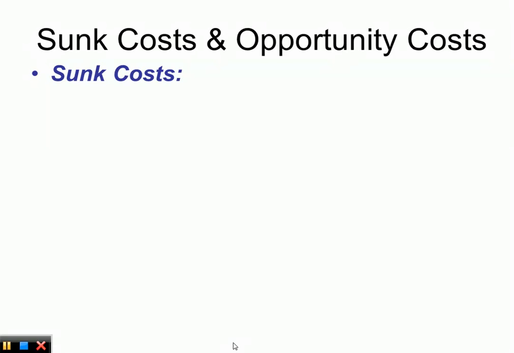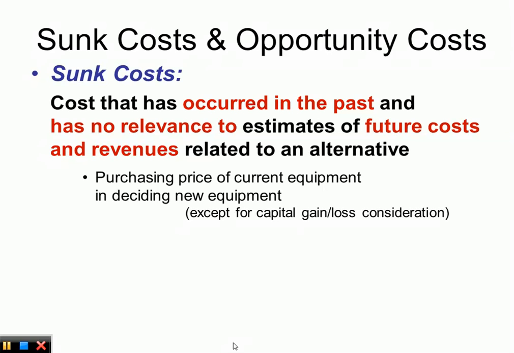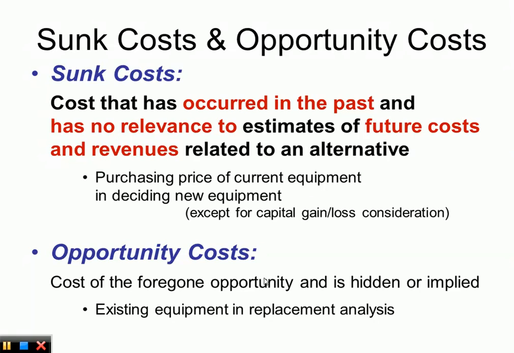Now let's talk about sunk costs and opportunity costs. Sunk costs are costs that have occurred in the past and have no relevance to estimates of future costs and revenues related to an alternative. An example could be the purchase price of a car and equipment when deciding about new equipment, except of course for capital gain or loss considerations, but that will be discussed much later. Opportunity cost is another cost that is not technically included in the estimation all the time. It's the cost of a foregone opportunity and is hidden or implied. An example is existing equipment in replacement analysis.